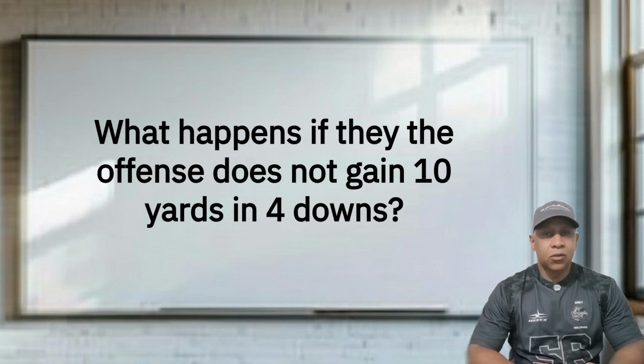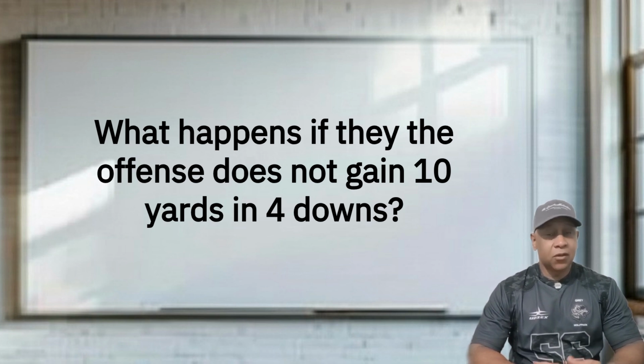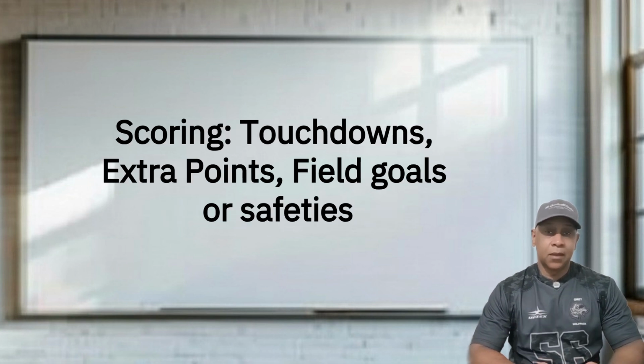What happens if the offense does not gain 10 yards in 4 downs? If they fail to gain 10 yards, the possession of the ball goes to the other team. But on the fourth down, the fourth attempt, the offense can punt the ball, which is when they kick the ball as far downfield as possible, forcing the other team to start deep inside their own area. Or if they're close, preferably inside the 50-yard line, they might try to kick a field goal, which will reward them with 3 points. There are a few ways to score points in football: touchdowns, extra points, field goals, or safeties.